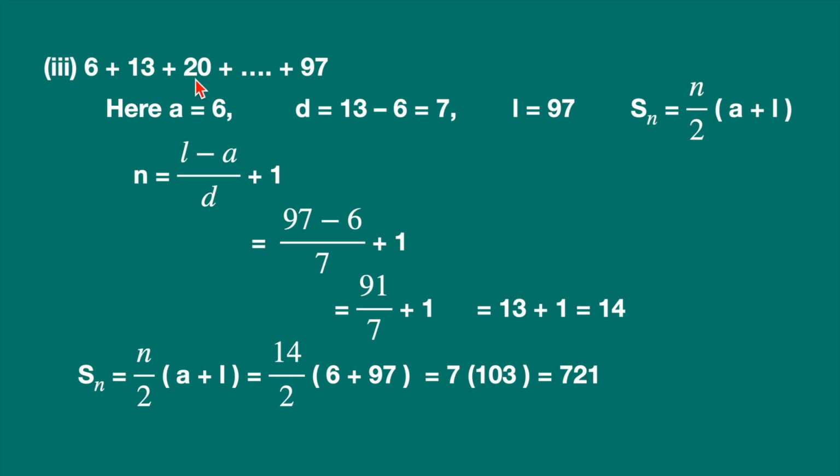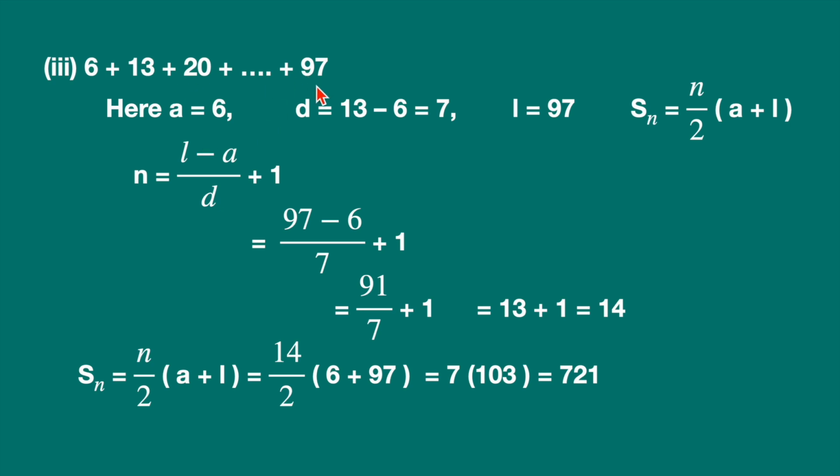Third sum. So this is the arithmetic progression. These are the terms of the arithmetic progression. Here you can see we have the last term, so this is given to us. That is L, which is equal to 97. Common difference is 13 minus 6, that is 7. a is the first term. Now here we do not know the number of terms, that is n. So let us first find out n.